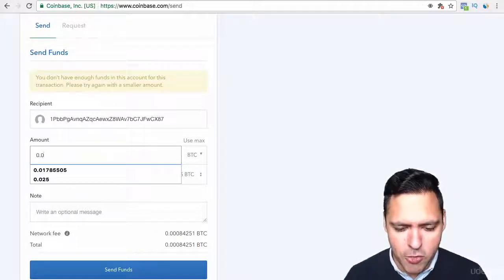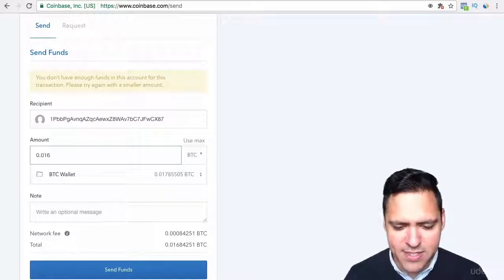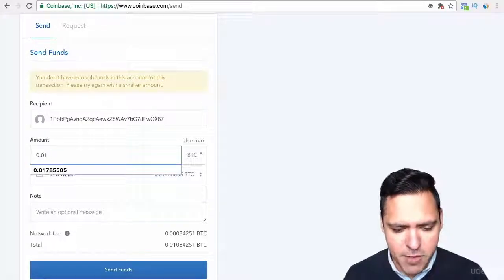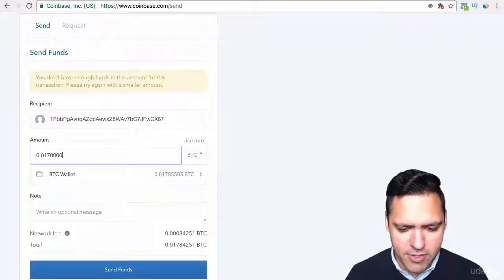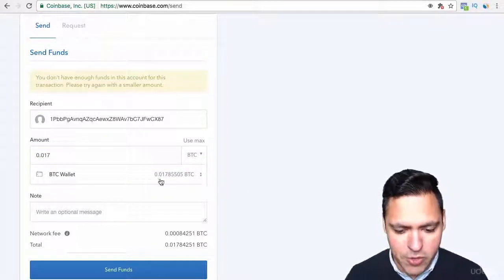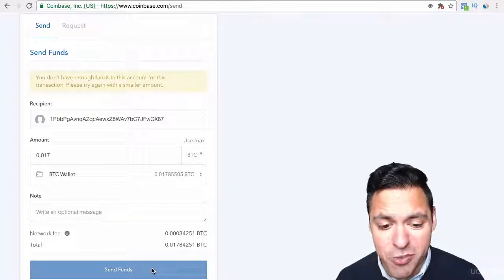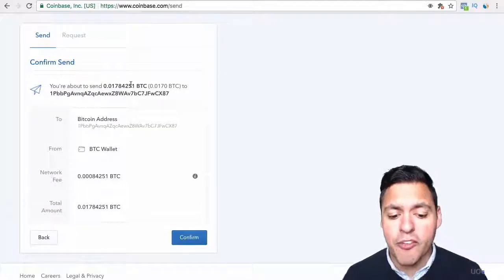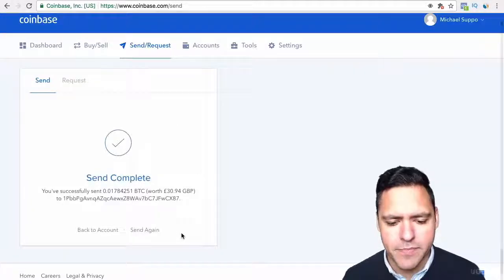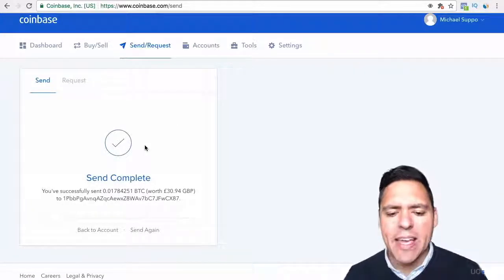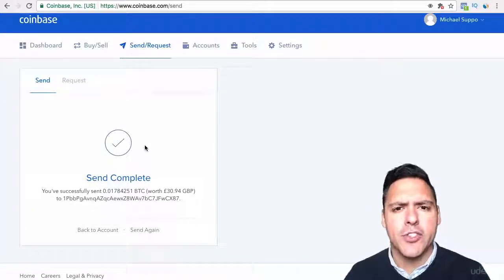So if I put 0.016, if I put 0.017, then we'll see what this comes up to. Including the network fee, this comes up to 0.01784, and I've got 0.01785. So if we send funds, this should work. Then it will ask you to confirm the send. Are you happy with what you see? Yes. Confirm. Send complete. Now it has been transferred over to Poloniex.